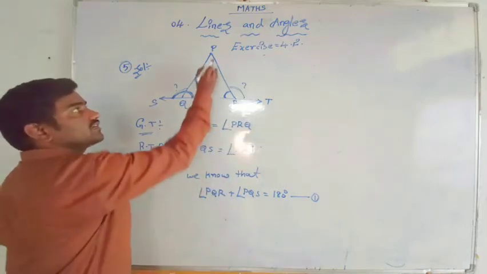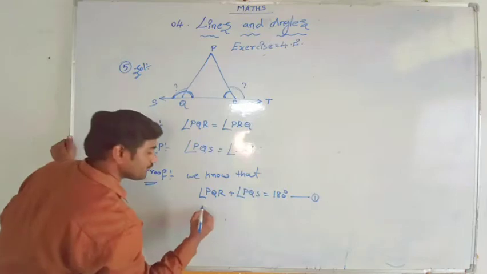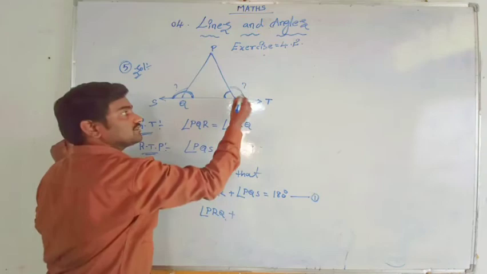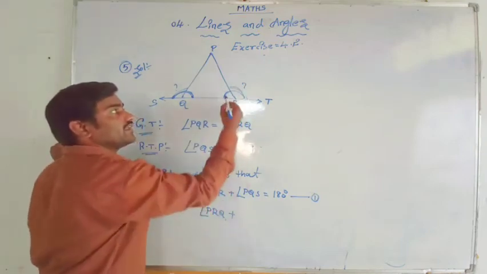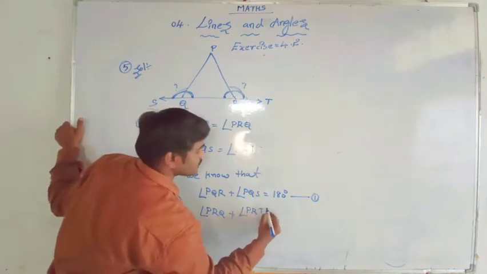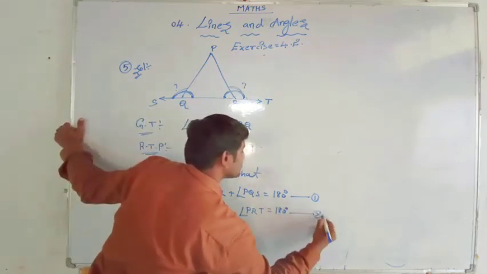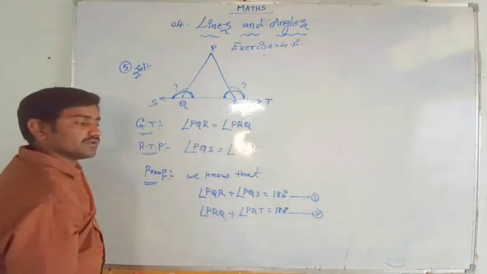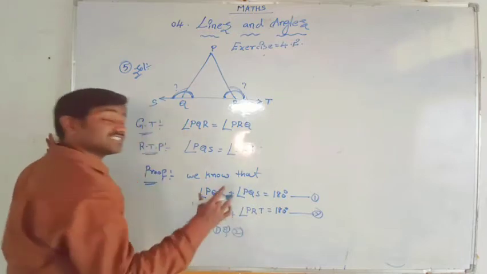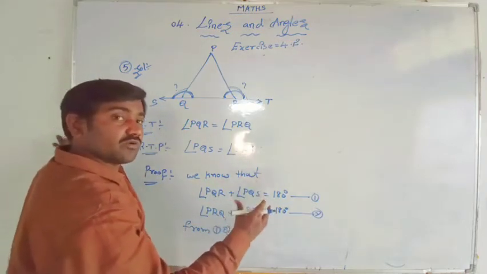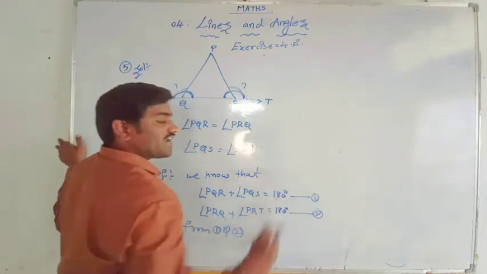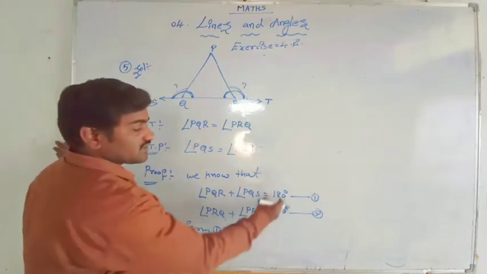In the same way, here also we take angle PRQ plus angle PRT. This angle also gives us 180 degrees, on the semicircle. This is equation number 2. From equation 1 and equation 2, the RHS of equation 1 and the RHS of equation 2 are equal, 180 and 180.